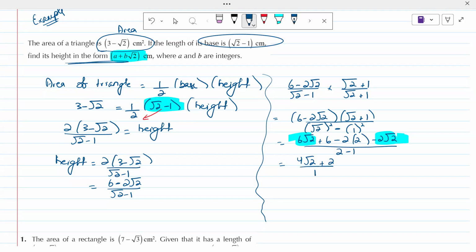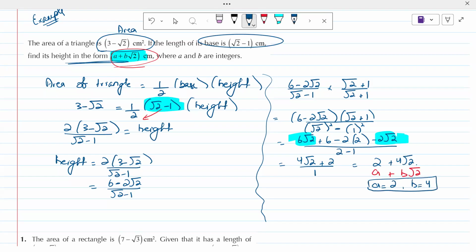upon 1. Finally, to have the required form, it has to be a plus b root 2. This was the required form, a plus b root 2. So to meet this form, the constant needs to be written first, which is 2, followed by the surd, which is 4 root 2. So we've got the required form, a plus b root 2. In this case, a is 2 and b is 4.